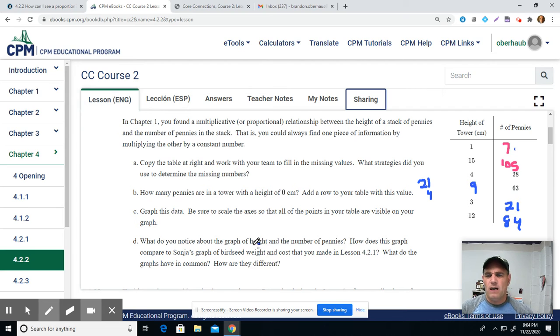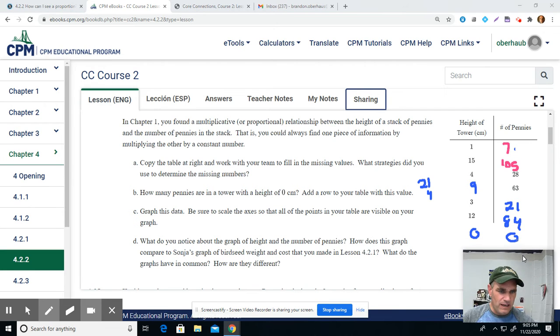All right, part B. How many pennies are in a tower with 0 centimeters? Well, if it's 0 centimeters tall, I think that's going to take me 0 pennies. So it says add this row to your table. All right, so 0 centimeters tall is going to have 0 pennies in it. So add that to my table.